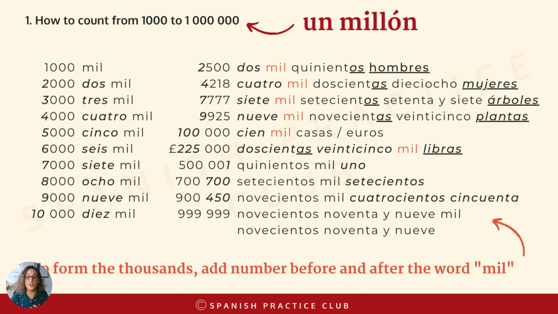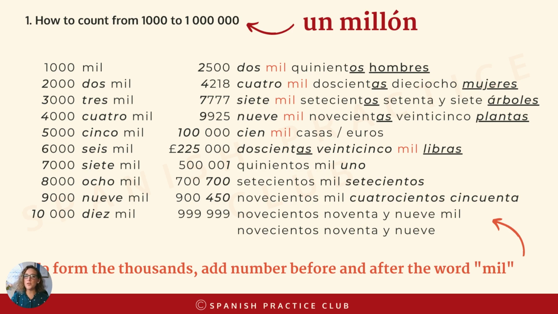Then, just like that, we can get to 100,000. We just put the two words together. 100 is cien, and then we've got 1,000, which is mil: cien mil. 100,000 casas. We've got a couple of examples in the masculine and the feminine, and these words don't have a gender. So 100,000 houses, 100,000 casas, and 100,000 euros. It doesn't change the gender of those words.